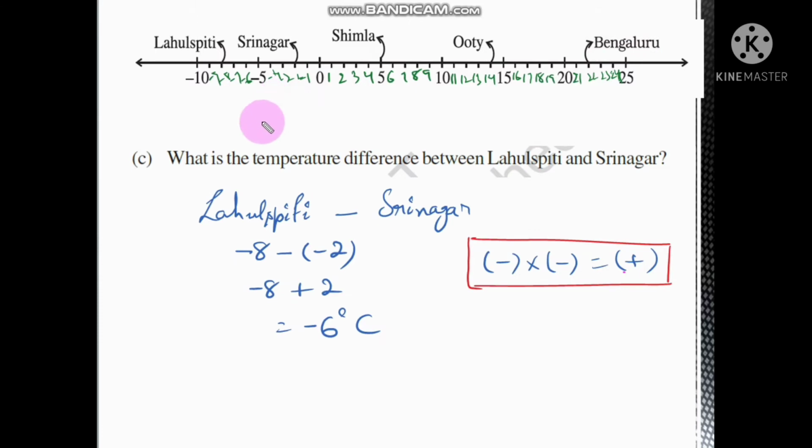Now let's see the next question, children. What is the temperature difference between Lahul Spiti and Srinagar? We have to find the difference of those temperatures. What is the temperature recorded in Lahul Spiti? It is -8 degrees centigrade. And in Srinagar, it is -2 degrees centigrade. So -8 minus of -2. Minus into minus becomes plus. So -8 plus 2, we get -6 degrees centigrade. So the answer is -6 degrees centigrade. Now let's move on to the next question.